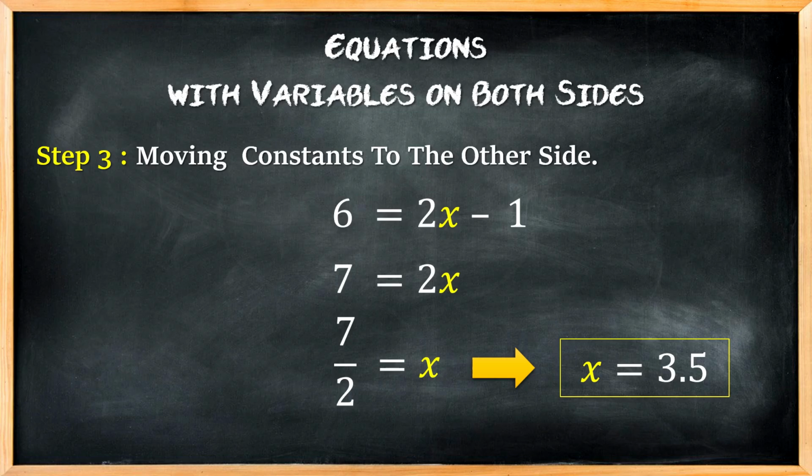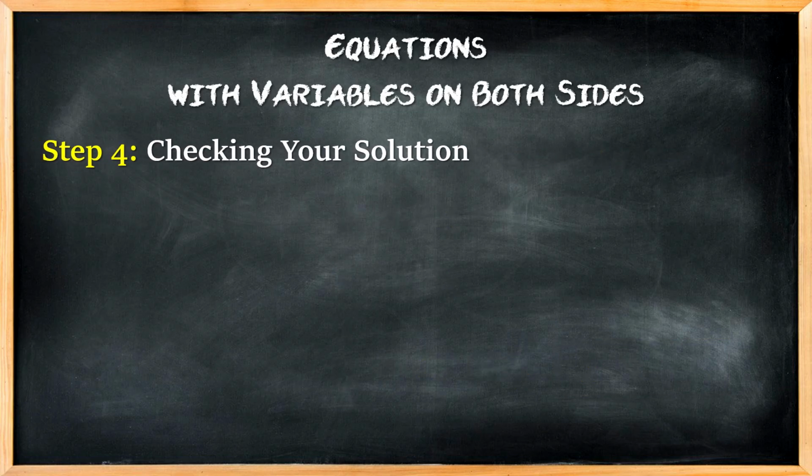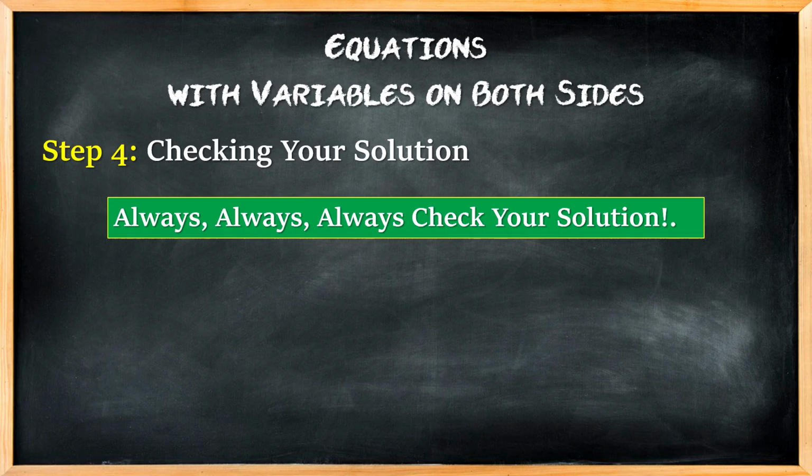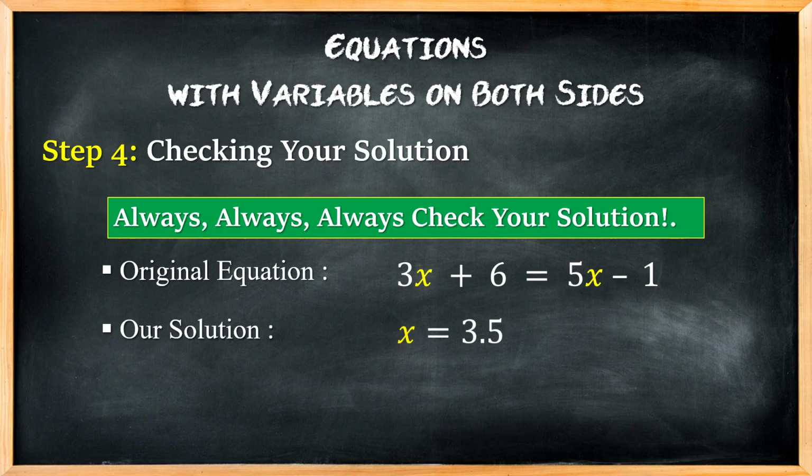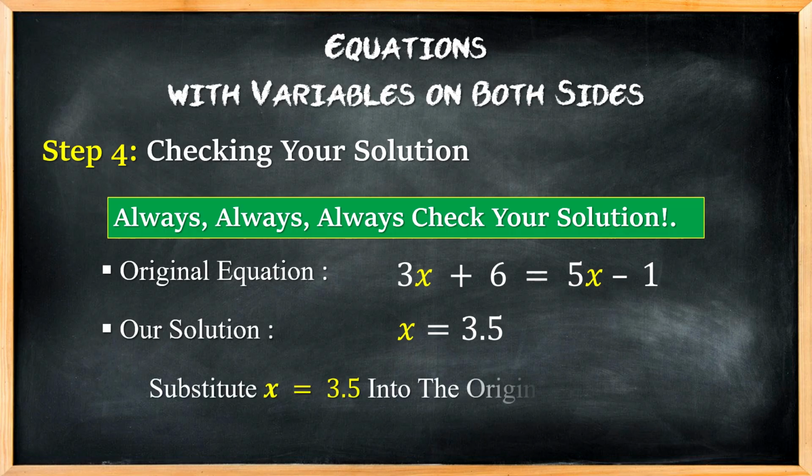The final and most crucial step in solving equations is checking your solution. This step verifies that your answer is correct and helps catch any calculation errors you might have made. Let's check our solution from the previous example. We found that x equals 3.5 for the equation 3x plus 6 equals 5x minus 1. To check our solution, we substitute x equals 3.5 back into the original equation and calculate both sides separately.